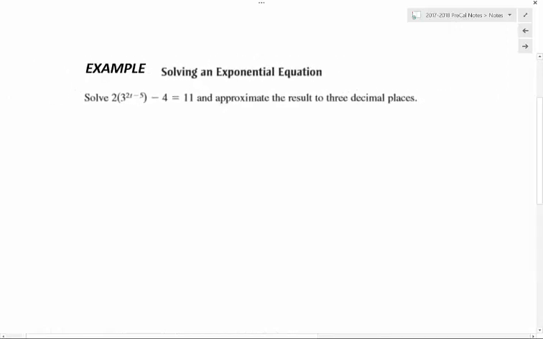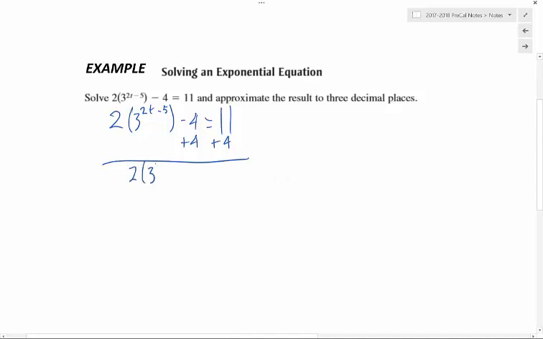Solving an exponential equation. So I have 2 times quantity, 3 raised to the 2t minus 5 power, minus 4 equals 11. Okay? So I'm going to treat the 3 to the 2t minus 5 power like it's a variable, because I've got to isolate it first before I can do anything with it. I'm going to add 4 to both sides. Then I'll get 2 times 3 to the 2t minus 5 power equals 15.